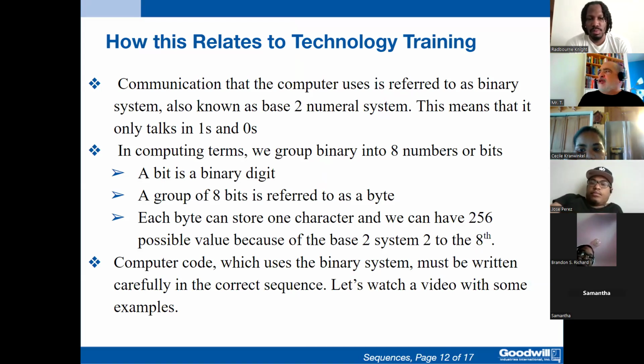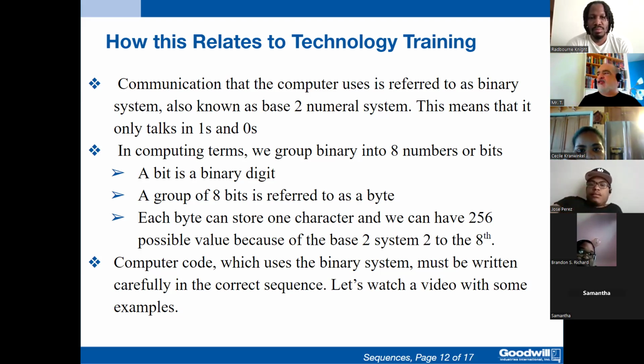Okay, so computers use the binary system, also known as the base 2 numeral system. That means that computers only talk in ones and zeros. They can only count up to 1, 0 or 1. In computing terms, each of those is called a bit. So a bit can either be 0 or 1. Those are the only 2 values a bit can have. But then what computers do is we group those bits into groups of 8 called octets or bytes, B-Y-T-E.